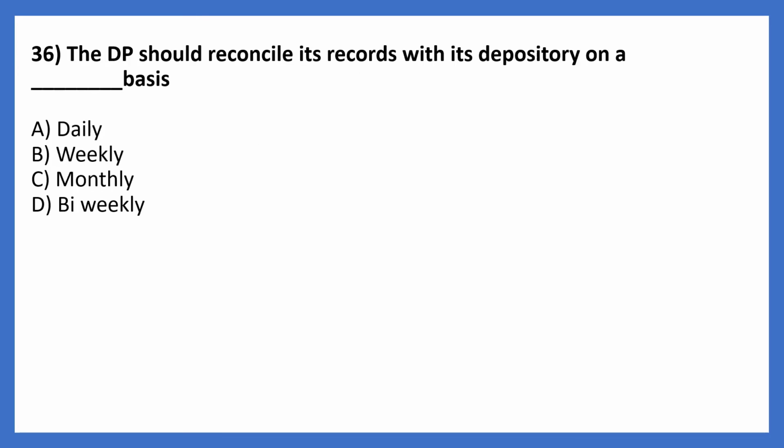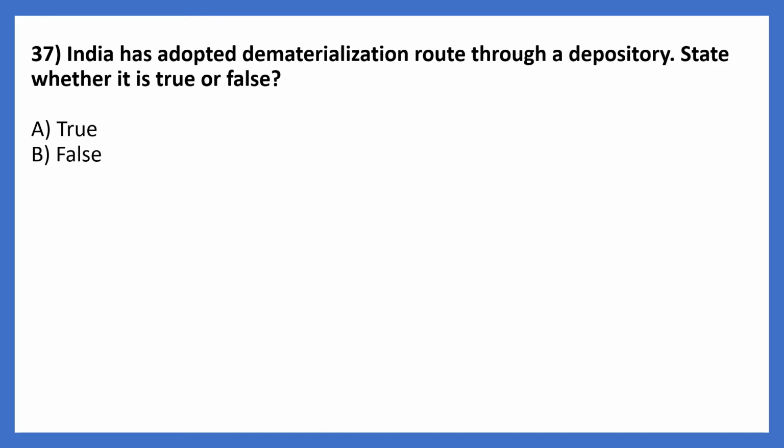The DP should reconcile its records with its depository on which basis? Option A, daily. Option B, weekly. Option C, monthly. And option D, bi-weekly. The correct answer is option A, daily. India has adopted dematerialization route through a depository. State whether it is true or false. The correct answer is option A, true.